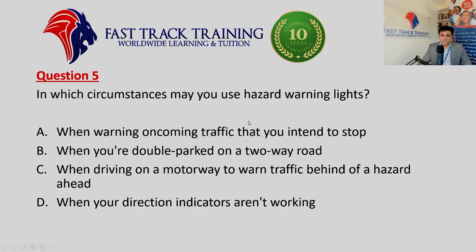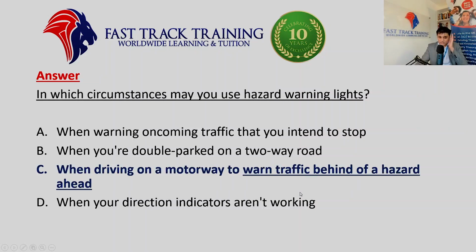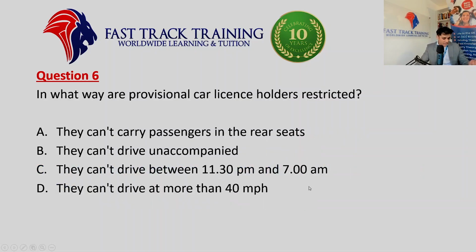In which circumstances may you use hazard warning lights? When warning oncoming traffic that you intend to stop, when you're double parked on a two-way road, when driving on a motorway to warn traffic behind of a hazard ahead, when your direction indicators aren't working. So the correct answer is when you're driving on a motorway to warn traffic behind of a hazard ahead. Hazard warning lights are the yellow lights. When you press it, the lights come on at the sides.